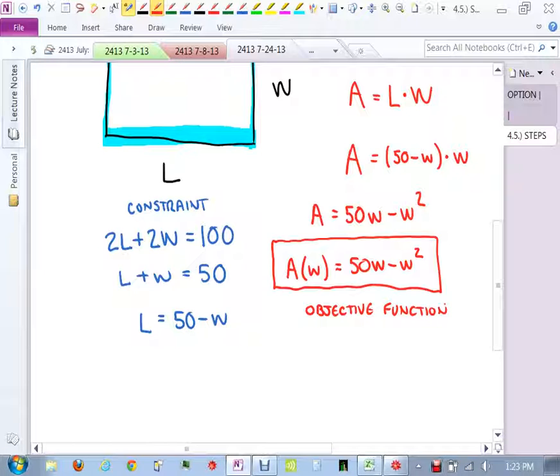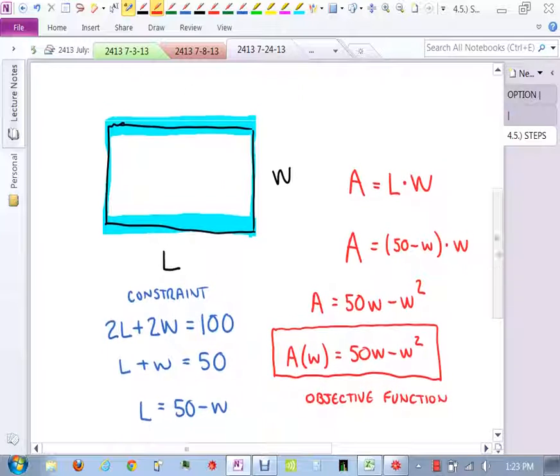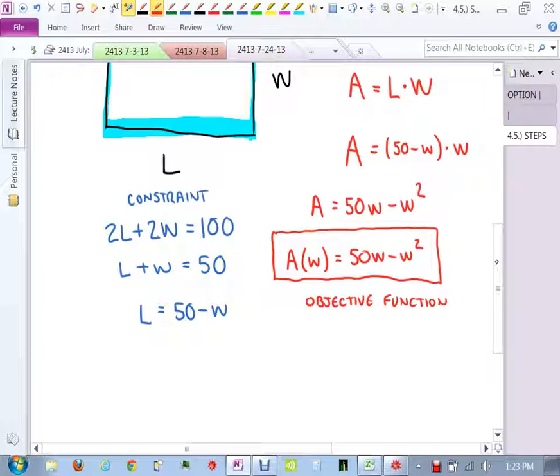Now, what we want to know, remember, what were we trying to optimize here? The area. We're trying to find the maximum area, and I now have a function that represents the area, don't I? It's a function of a single variable. Well, that means I should be able to find its maximum, shouldn't I? How do we find the maximum of a function?